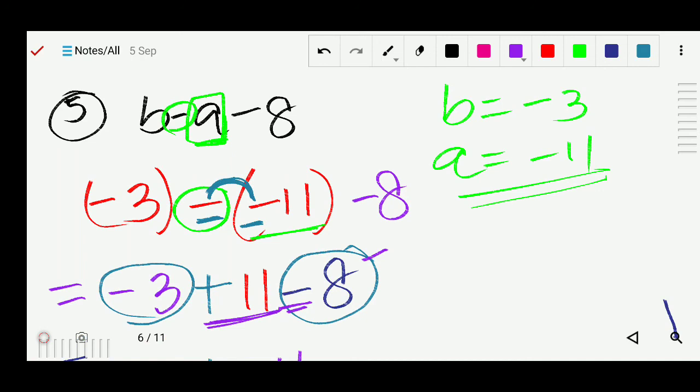Simply it is just a simplification and some concept of integers, means minus numbers multiplication and addition. Okay, so you can solve exercise 13b. This is your homework. Okay.